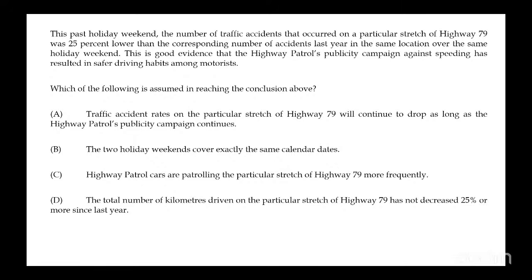All right, let's do this one. So it says, the past holiday weekend, the number of traffic accidents that occurred on a particular stretch of Highway 79 was 25% lower than the corresponding number of accidents last year in the same location over the same holiday weekend. So the number of accidents was 25% lower.